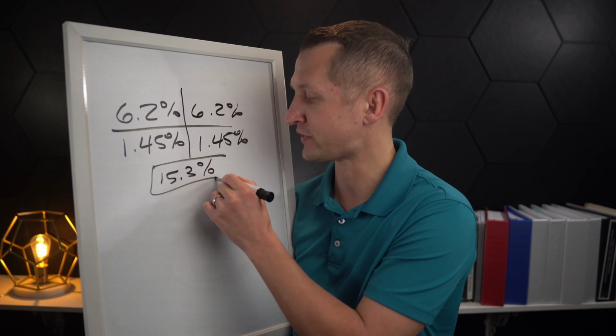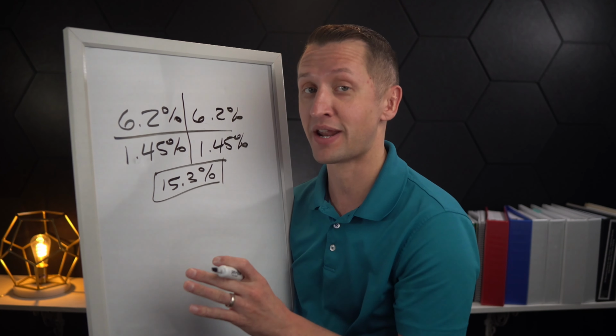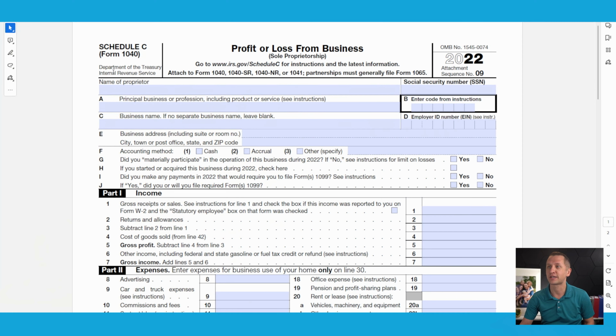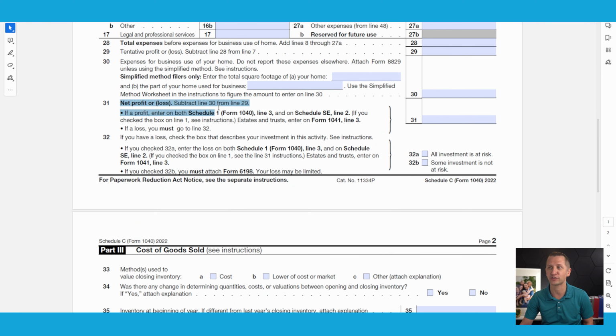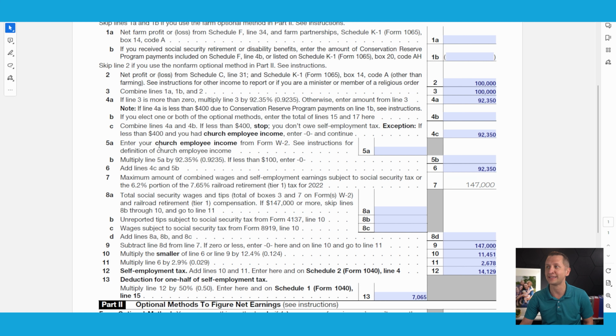This is usually where the mistakes start, because with the 15.3%, we are not going to multiply this by our net profit. And you're going to see that as we go through the calculations. But again, I just wanted to point that out so you don't make a mistake. So the first form that we're going to look at really quickly is Schedule C. And if we look at line 31, that is our net profit. Our net profit is the first number that you're going to need when you're calculating your retirement plan contributions. So we're going to take that line 31, we're going to go to our Schedule SE and go through this example of somebody that has a net profit of $100,000. So we're going to put on line 2, $100,000.